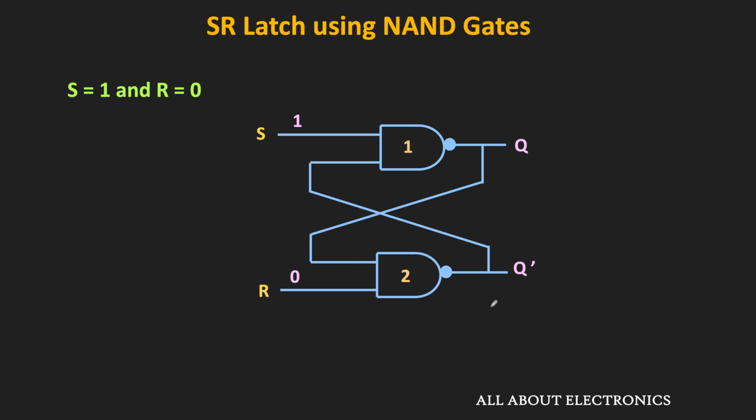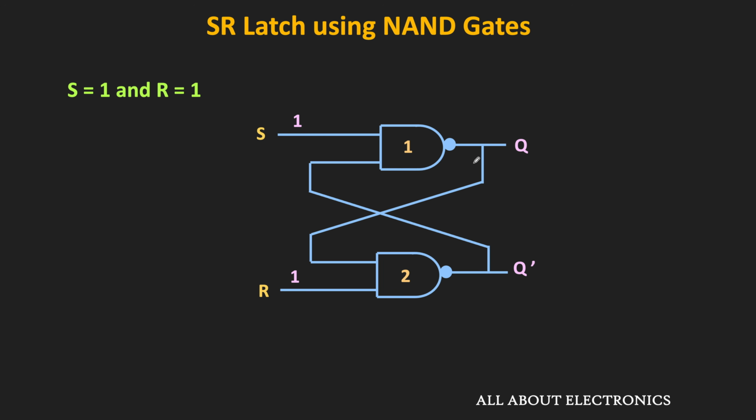When R is equal to 0, the output of the second NAND gate will be equal to 1, and the same 1 will also appear over here. Now since S is 1, both the inputs of this first NAND gate will become 1, and therefore its output will be equal to 0. That means whenever S is 1 and R is 0, then Q is 0 and Q bar is equal to 1. Or in other words, this latch will get reset. Similarly, let us see the behavior of the latch when both the inputs S and R are equal to 1.